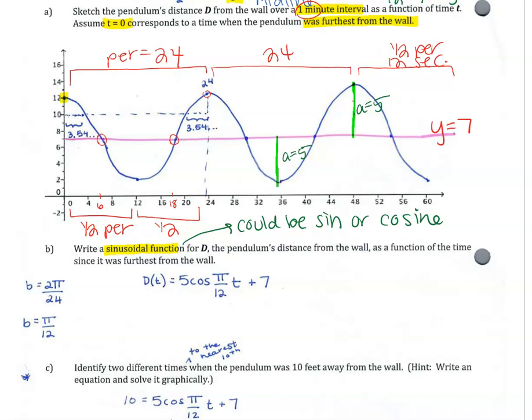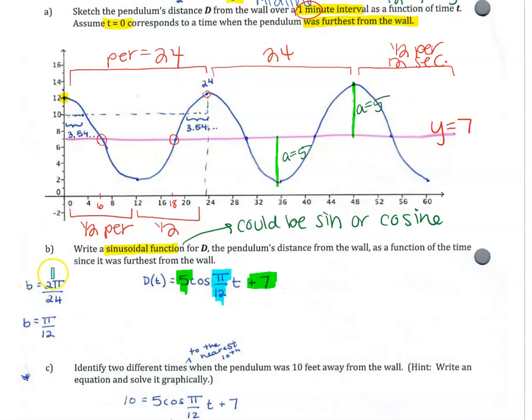Now, since we're starting above the midline, that's where an amplitude of 5 is coming from, with a positive. Now, the plus 7 is coming from the midline. That shouldn't be anything crazy. Now, this frequency takes a little bit of work.